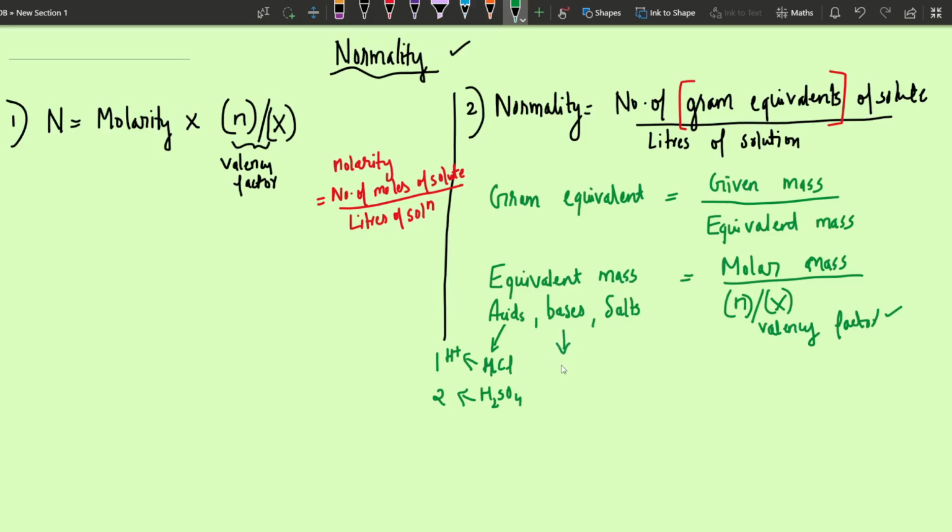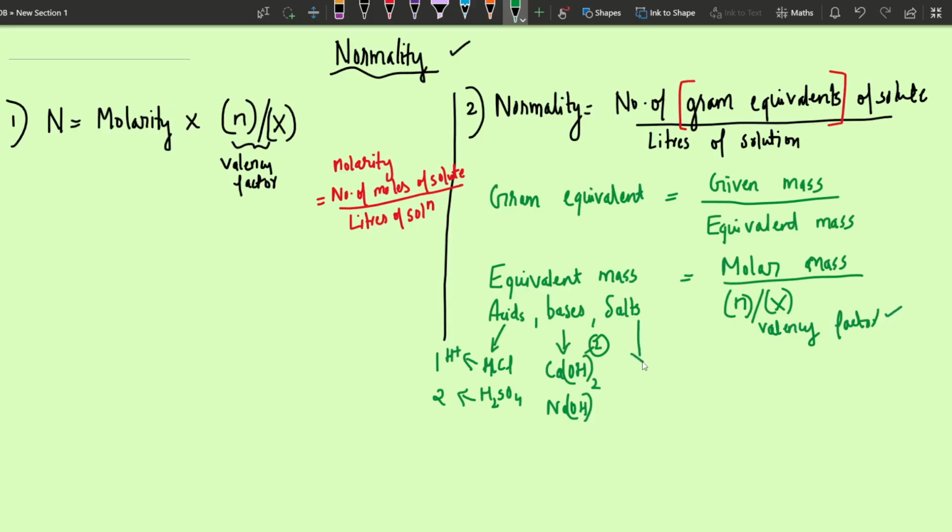In the case of bases, it is the number of OH- ions. For example, I am taking Ca(OH)2 or NaOH. In Ca(OH)2, the valency factor is 2 because it can donate 2 OH- ions. In the case of NaOH, it is 1 OH-, so the valency factor is 1.